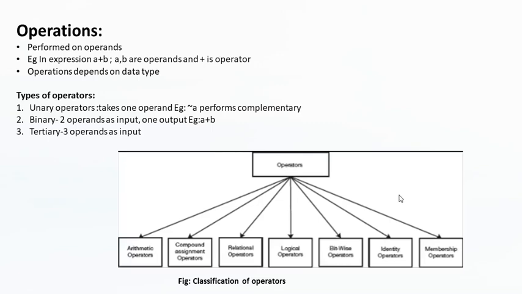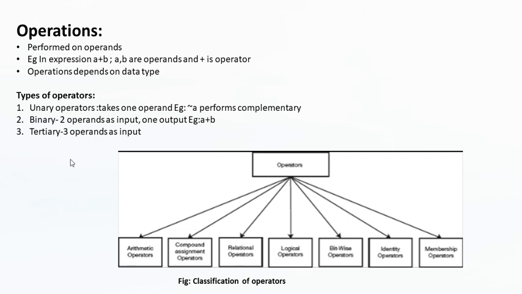In this session we discuss different types of operations that can be performed in Python. Operations are basically performed on operands. Suppose I have an expression a plus b. Here a and b are the operands and plus is the operator. The operations that can be performed depend upon the data type.